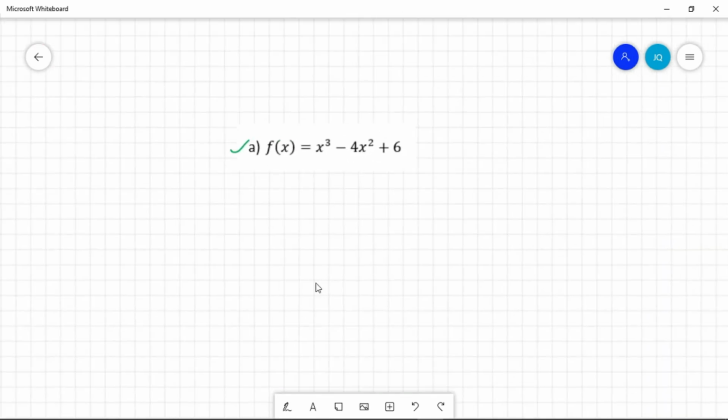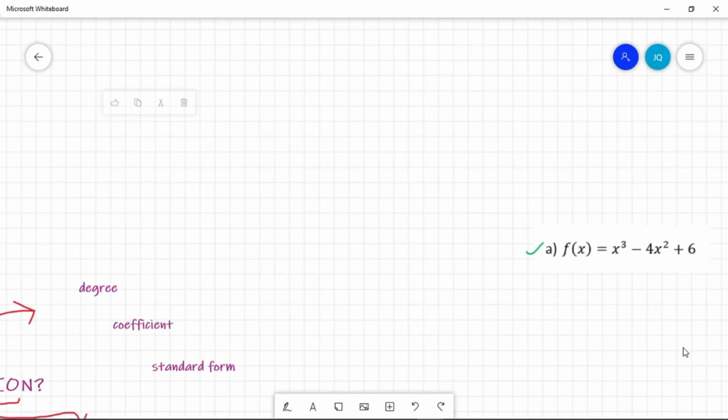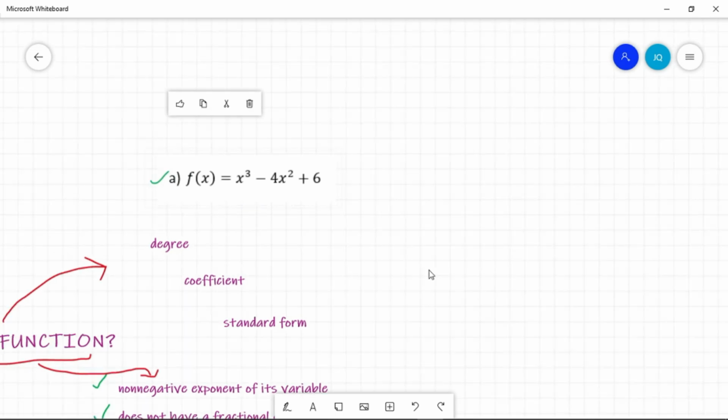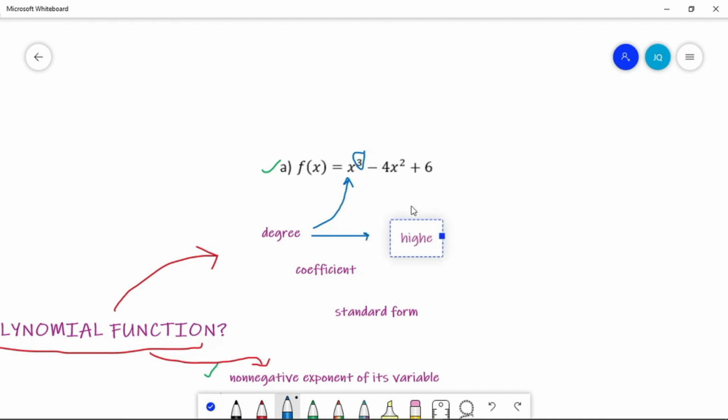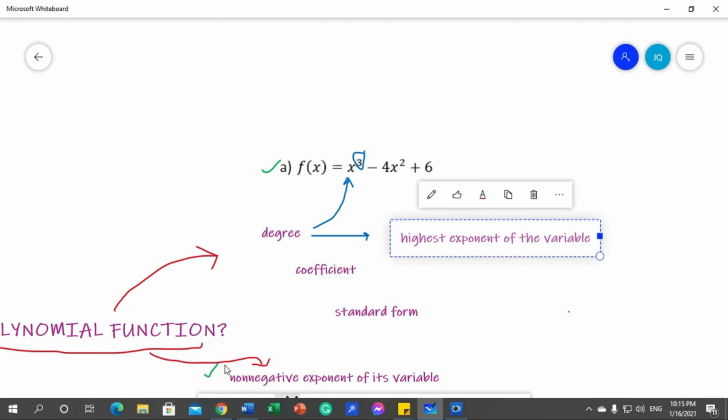So going back, what do we mean by degree? So in this example, f of x is equals to x cubed minus 4x squared plus 6. The degree is actually 3. Why 3? Because it is the highest exponent. So when you say degree, it means the highest exponent of the variable. So that's degree.